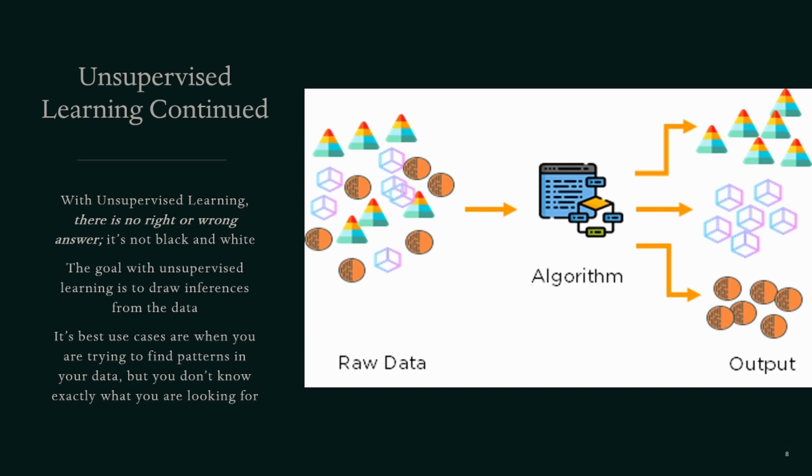So with unsupervised learning, there is no right or wrong answer at all. It's not black or white. The goal with unsupervised learning is to actually draw inferences from the data that you yourself might not actually be aware of. Its best use cases are when you're trying to find patterns in your data, but you don't know exactly what you're looking for. This is a good image here. If we just have this jumble of images, we got some triangles, some squares, some circles. We feed that into our algorithm, and again, every algorithm is just trying to find patterns and group stuff. So the output, it does a fairly good job of grouping this data.